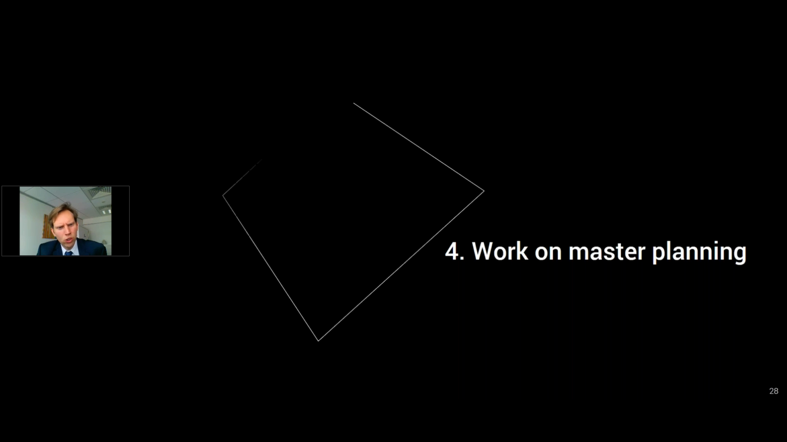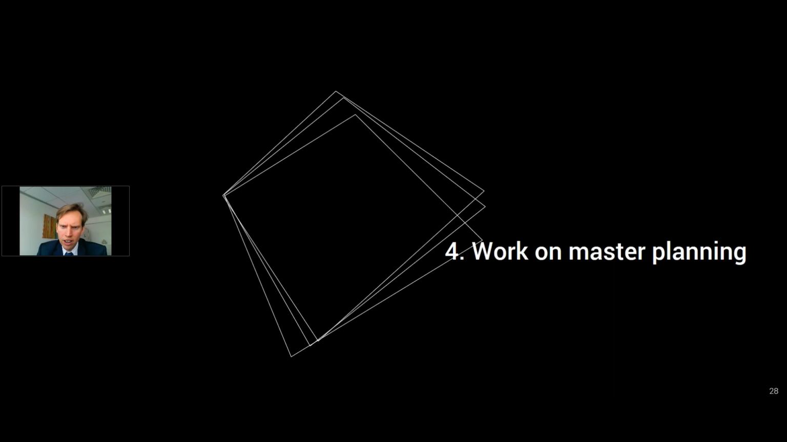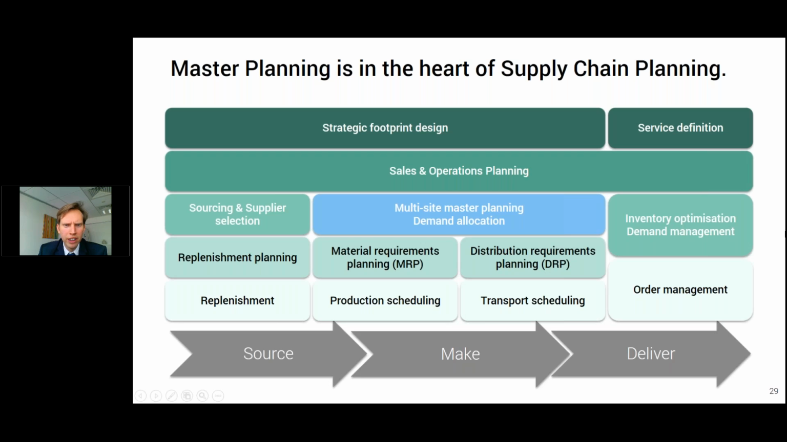And then the last point I wanted to make was the point on master planning, right? I think master planning is the planning process that gets neglected, maybe because of its perceived complexity. But master planning is that intermediate layer that you could find between the very basic techniques of material requirements planning, or distribution requirements planning in some cases, and the more tactical sales and operations plan. And somewhere there in the middle, some companies put that master production schedule or master planning.